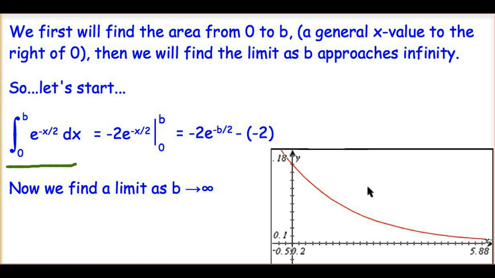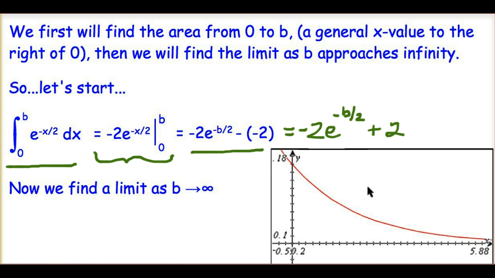But after I get an antiderivative, it's right here. And then we're going to stick 0 and b into x, subtract the 2 to get our answer. And when I do that, this is what I end up with. If I simplify that a bit, it will be negative 2e to the negative b over 2 plus 2.